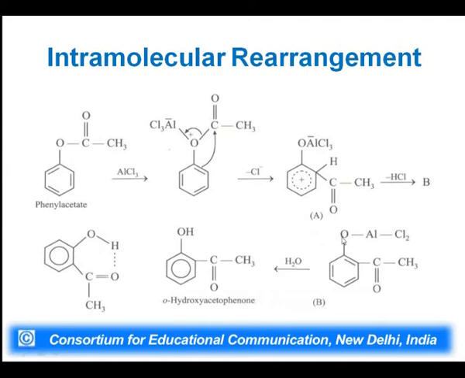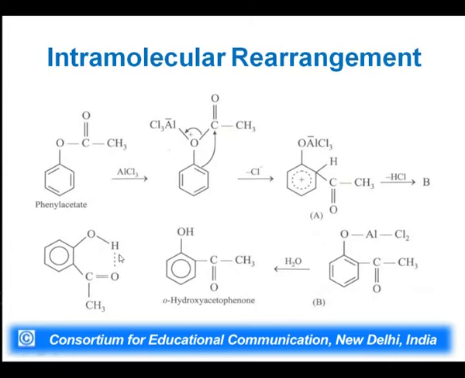Then in this case again HCl is removed, hydrogen is removed from here in the form of HCl, which regenerates the aromatic system. Now when we bring about the hydrolysis of this, we get orthohydroxyphenol. Please remember, now if we look into this structure, then what we find is that this orthohydroxyacetophenone is stabilized because of chelation, that is because of intramolecular hydrogen bonding.